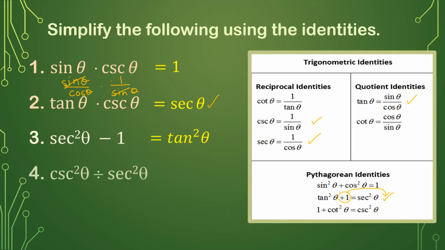Cosecant squared divide by secant squared. Yan. So, ang cosecant squared natin is 1 over sine squared. So, we can write that as 1 over sine squared theta. Mas preferred natin yun, no? Tapos, divide by secant squared theta. Since we're dividing by secant squared, we can just multiply by the reciprocal of that. So, what's the reciprocal of secant squared? That will be cosine squared theta. Remember, if you're squaring this, it's also the same as squaring this fraction. Okay, so cosine squared theta.